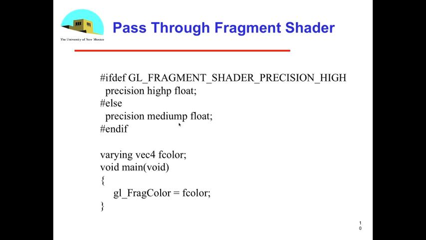So here's the simple pass-through shader with the ifdef in it. It checks if this variable, GL_FRAGMENT_PRECISION_HIGH, is defined. If it is, then it sets the precision to be high. If it's not, then it falls back to medium, which is guaranteed, and then the rest of the shader looks exactly the same.